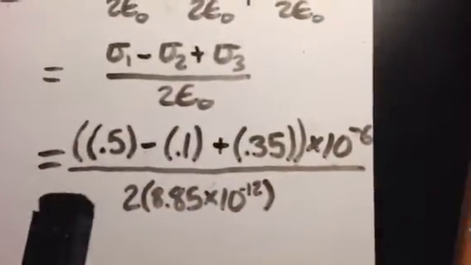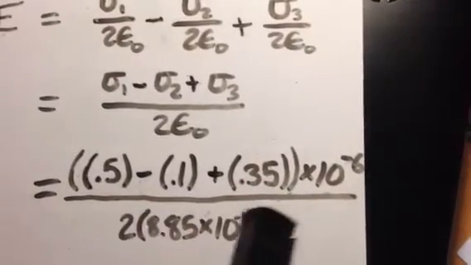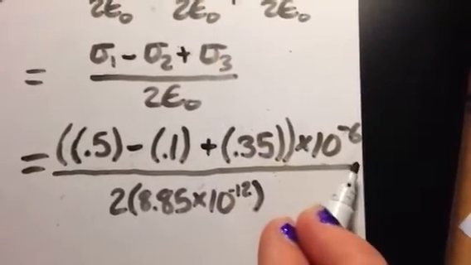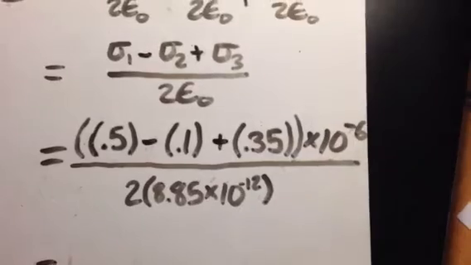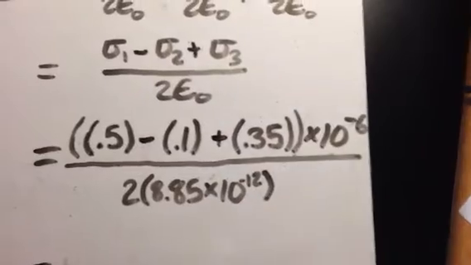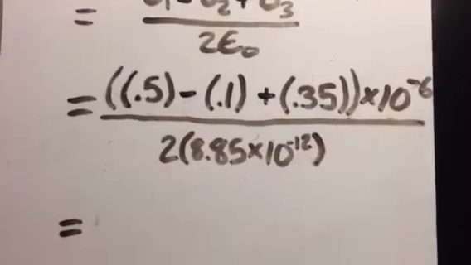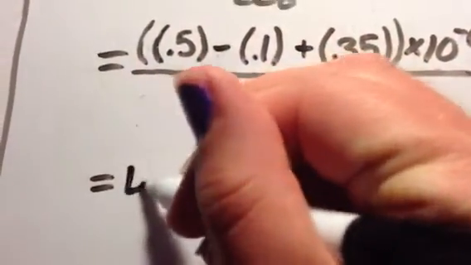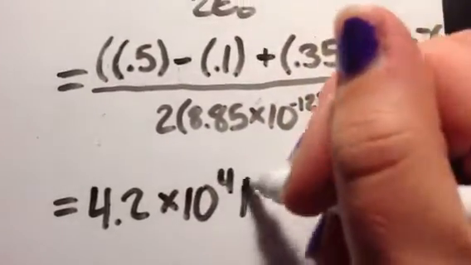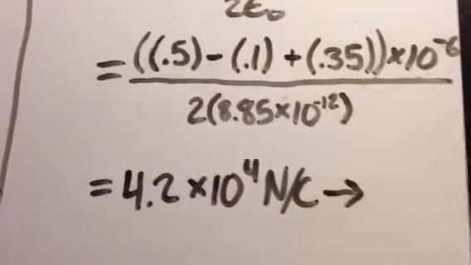These are our charge densities, 0.5 from plane 1, 0.1 from plane 2, and 0.35 for plane 3. And we multiply all of these by 10 to the negative 6 because they are microcoulombs, and to convert them to coulombs, we have to multiply them by that. Then we divide all of that by 2 times epsilon naught. And this gives us the value 4.2 times 10 to the 4th newtons per coulomb. And this is to the right.